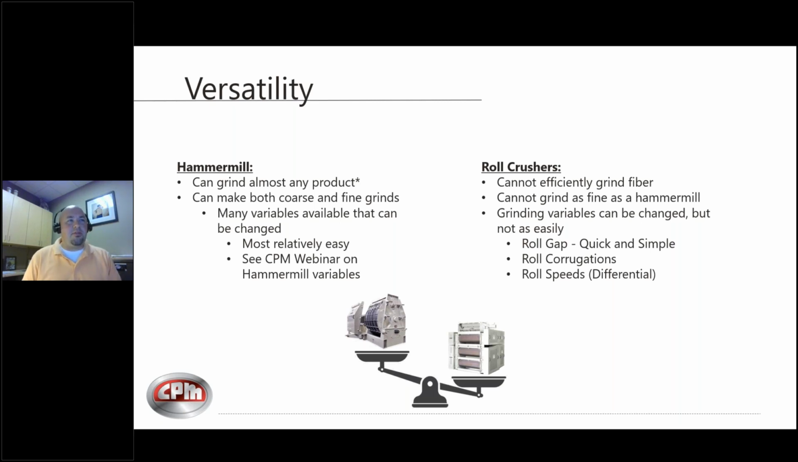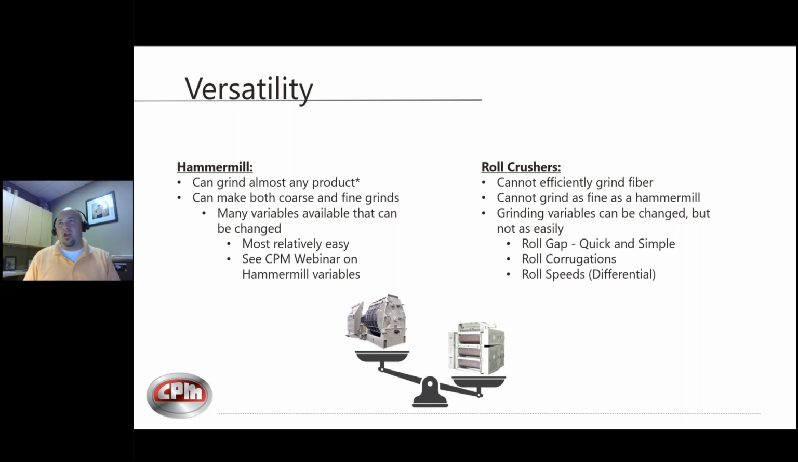But moving back to the variables with the roll crusher, really the only variable you can change quickly to make it versatile is your roll gap, opening or closing the rolls. Certainly we can change the corrugations on the roll, but that takes removing the rolls, sending them in, lathing them down, and recutting them. That can take weeks. Same with the roll speeds. If we're using a variable frequency drive, you can change them, or you might have to change some of the sheaves or pulleys out. But again, it's not a quick change. So there is some versatility to a roll crusher, but it has to be set up that way, or it can take some time to do it.